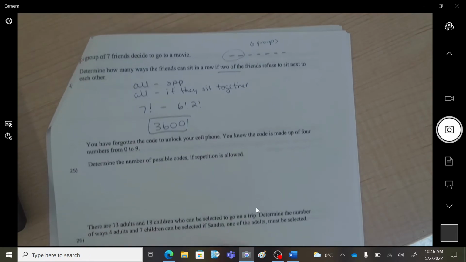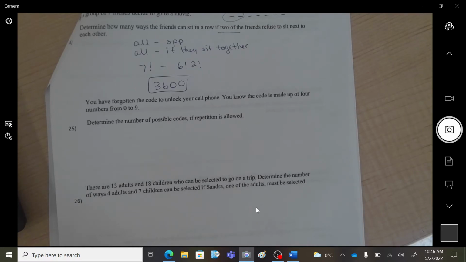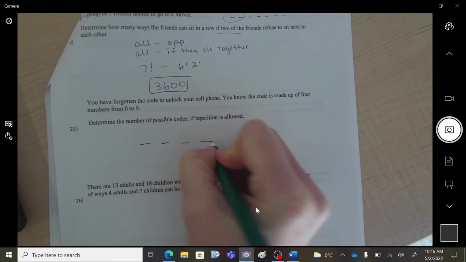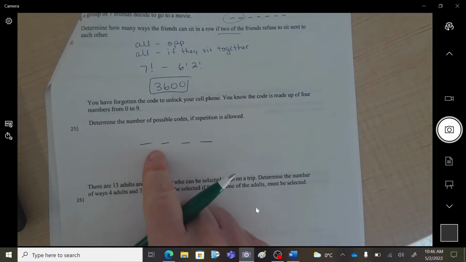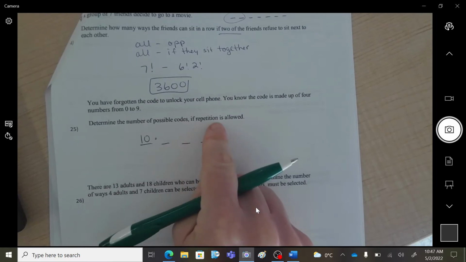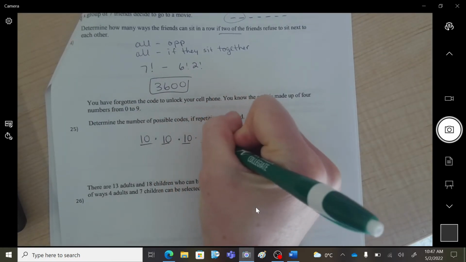there's my answer. You've forgotten the code to unlock your cell phone. You know that the code is made up of 4 digits, 0 to 9. Determine the codes if repetition is allowed. So if I think 0 to 9, that means there's 10 options. I can repeat, so again, I can have 10 options, and then 10 options, and 10 options.